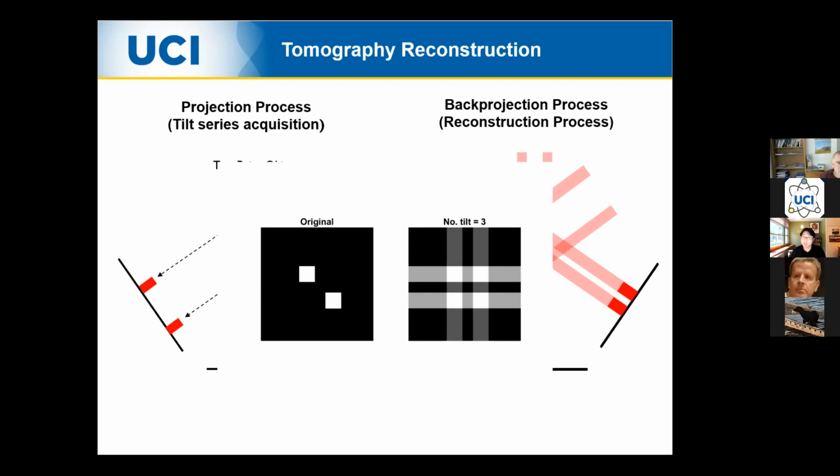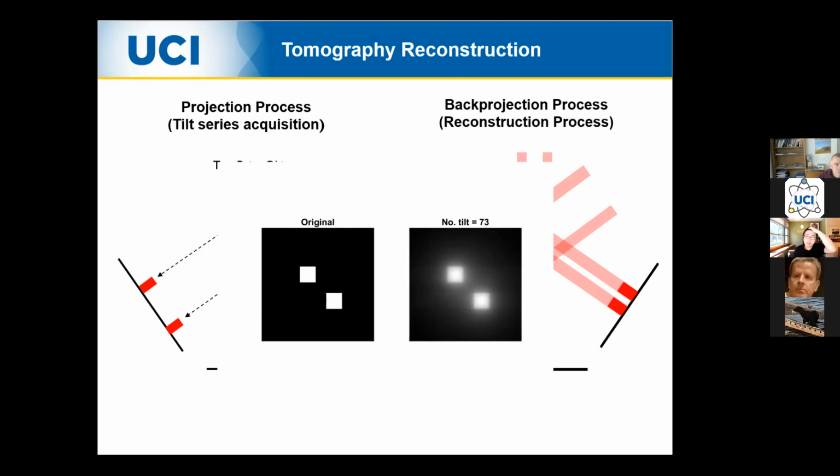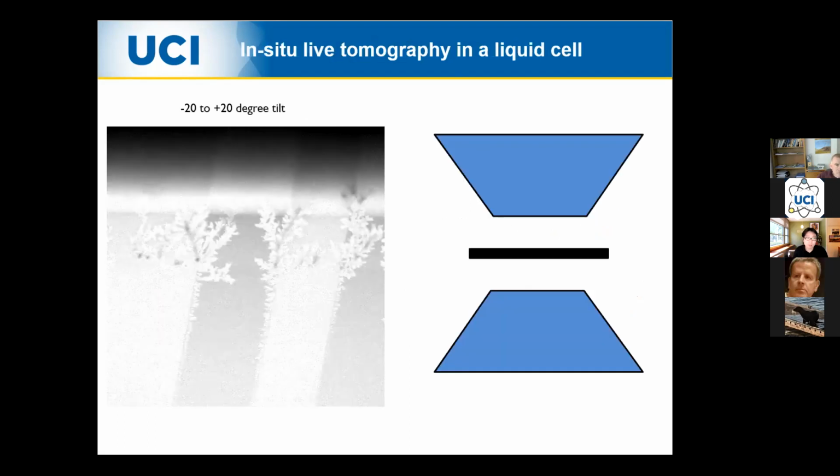On the left is the original object. On the right are the images that have been reconstructed from three different directions. And if you add more tilts, more projections, then typically around 70, you start seeing a reasonable reconstruction, right? So mathematically, this is adding more equations for this optimization process, or for this inverse problem.